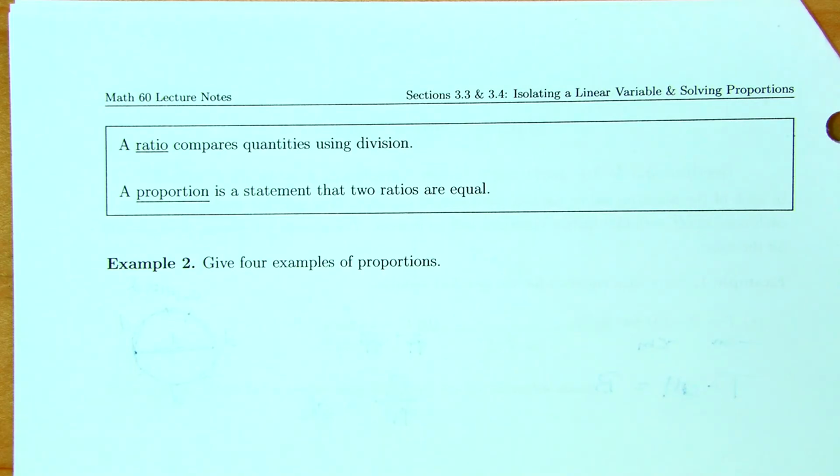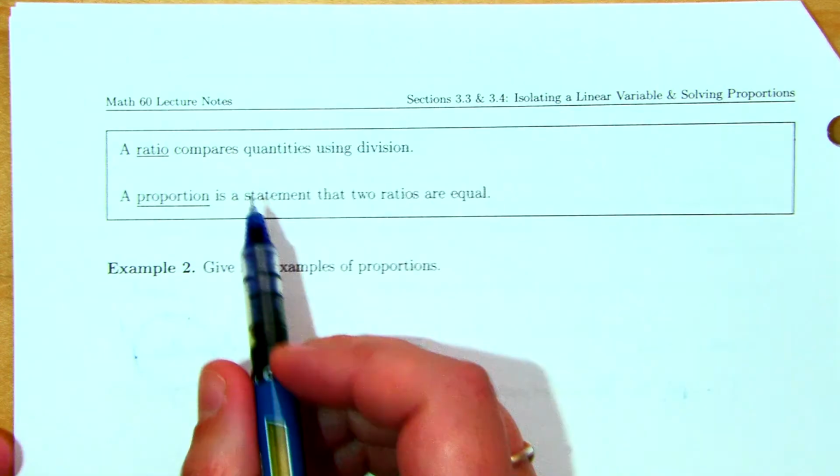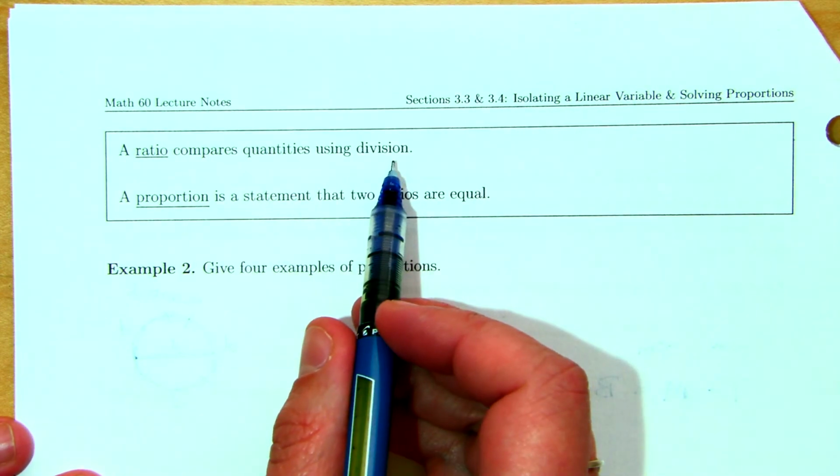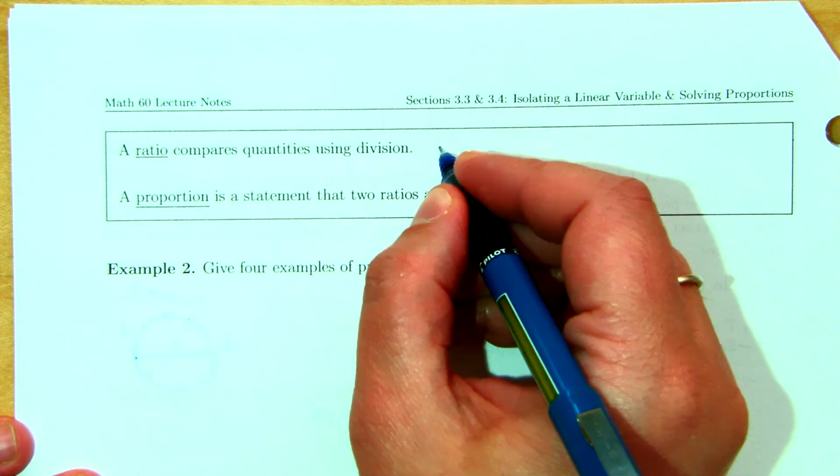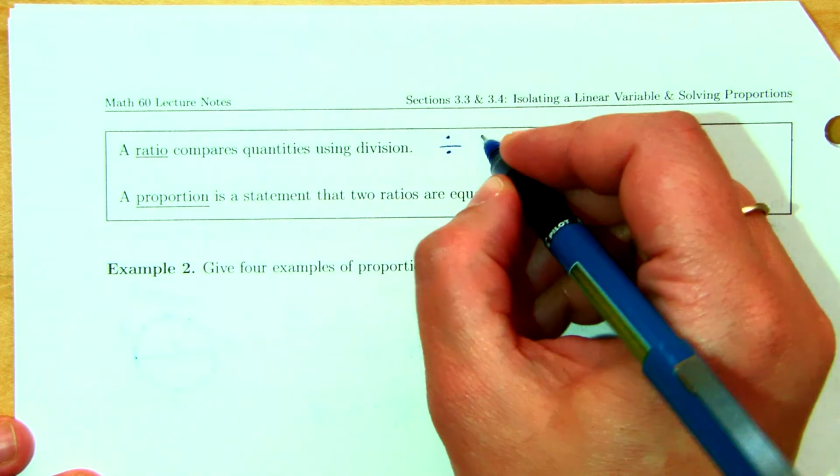Okay, so let's talk about what proportions are. Proportions are essentially equivalent ratios. And what is a ratio? A ratio is a comparison of quantities using division. So basically, a ratio is like a fraction.